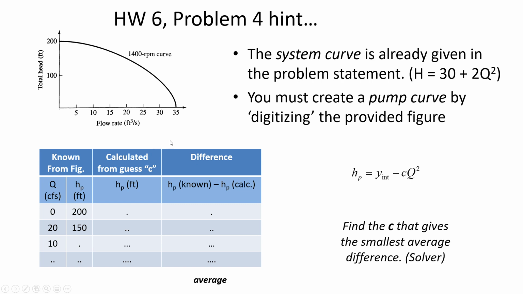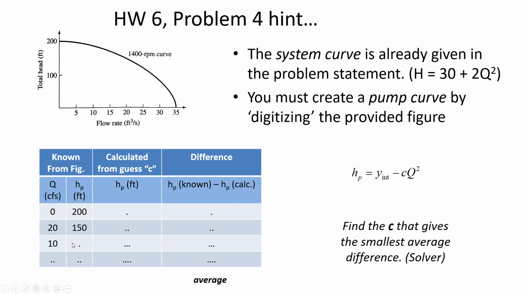You can set this up in Excel and pretty quickly and easily determine what coefficient should be used by minimizing the average difference between your observed curve and the guess value of the pump head based on some factor of C. For example, when the flow rate is 0, the pump head is 200. When the flow rate is 20 CFS, I'm estimating that it's about 150 feet of pump head. And when it's 10 CFS, it looks like it's probably about 180. So what you should do is, for 5, 10, 15, 20, 25, 30, 35, for all of these values, determine the flow rate and the head.